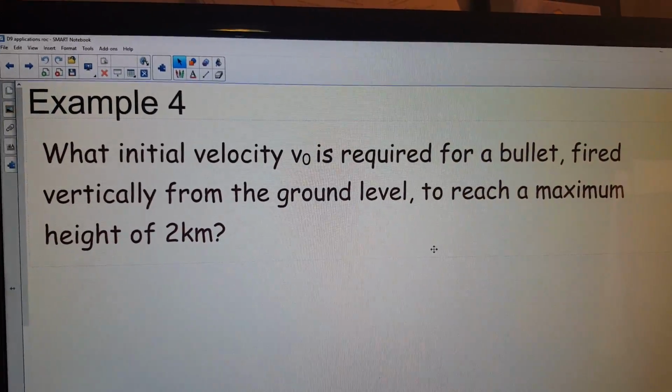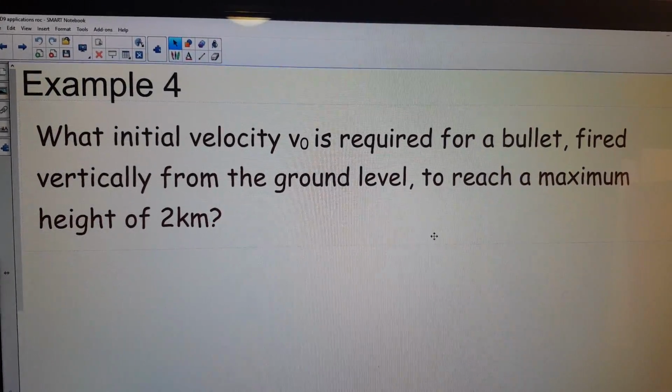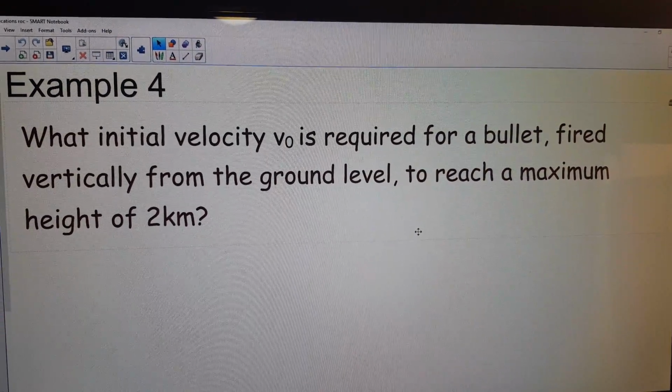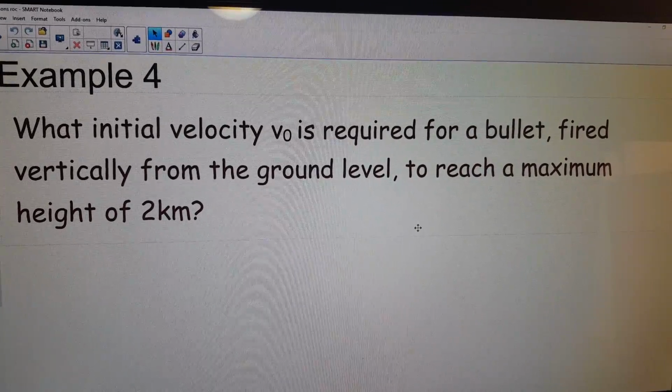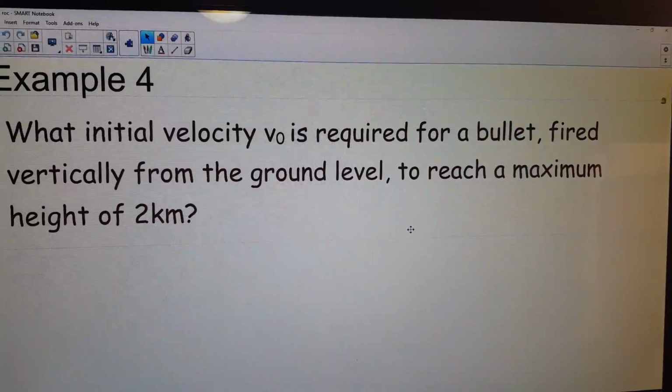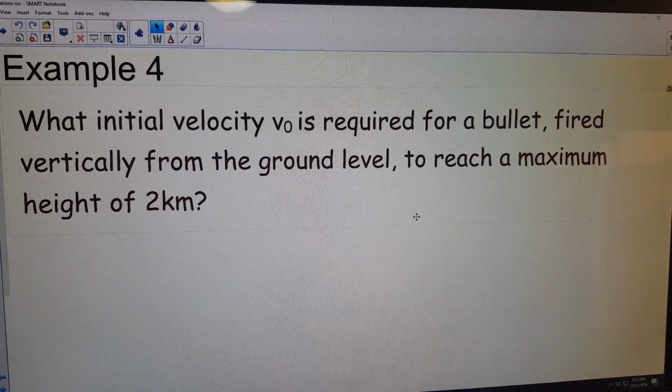This is the problem that we did not get to in class on Friday, so I decided to make a video of it. In example 4, it's asking for the initial velocity for a bullet fired vertically from the ground level to reach a maximum height of 2 kilometers.